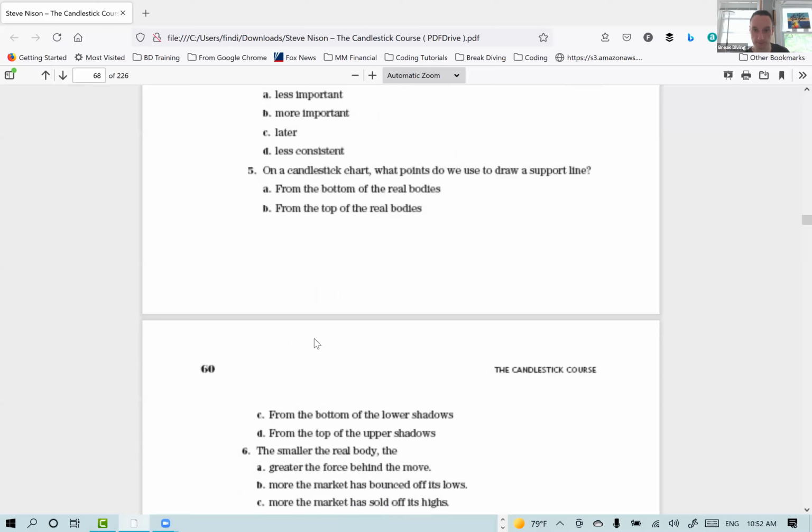Your turn. Five. On a candlestick chart, what points do we use to draw a support line? From the top of the real bodies, from the bottom of the lower shadows, from the top of the upper shadows. What points do we use to draw a support line?